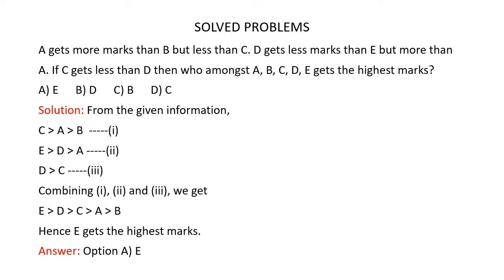Now combining the first, second and third expressions, we get E gets more marks than D, who gets more marks than C, who gets more marks than A, who gets more marks than B. So amongst these five, E gets the highest marks. So the correct answer is option A, E.